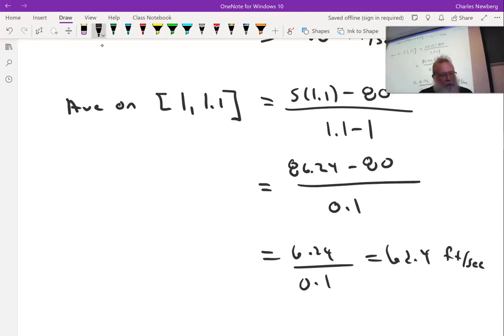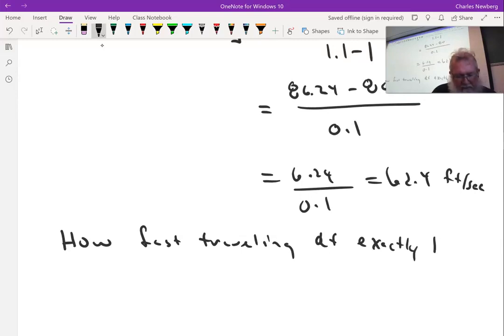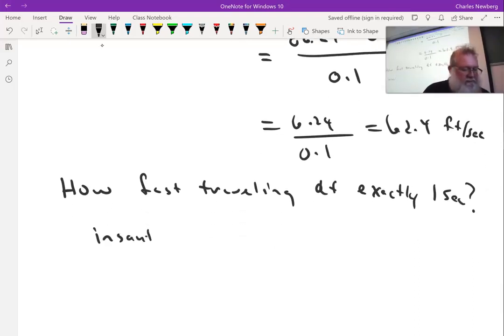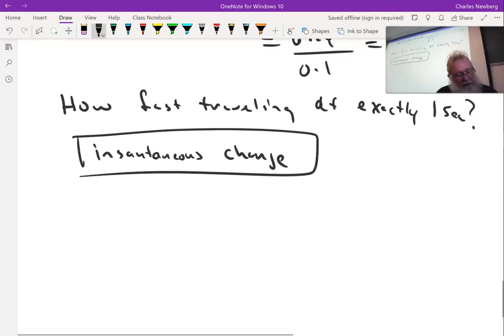So now, how fast is the rocket traveling at exactly 1 second? So now we're not talking about an average, we're talking about the instantaneous change. And this is the part that we're trying to figure out how calculus does for us. So this is our building point. For now, though, we don't have a lot to go on other than our average rate of change formula. So let's say we're looking at our interval now.